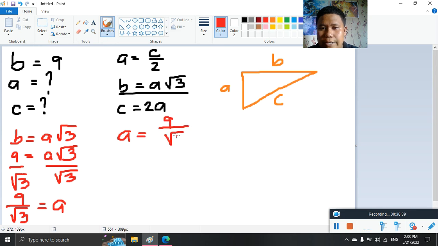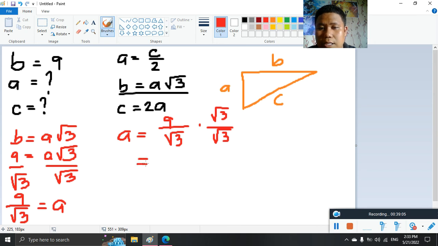So the denominator is square root of 3. So we're going to use the rationalization technique. We're going to multiply it by square root of 3 over square root of 3. So both numerator and denominator, we multiply by square root of 3.